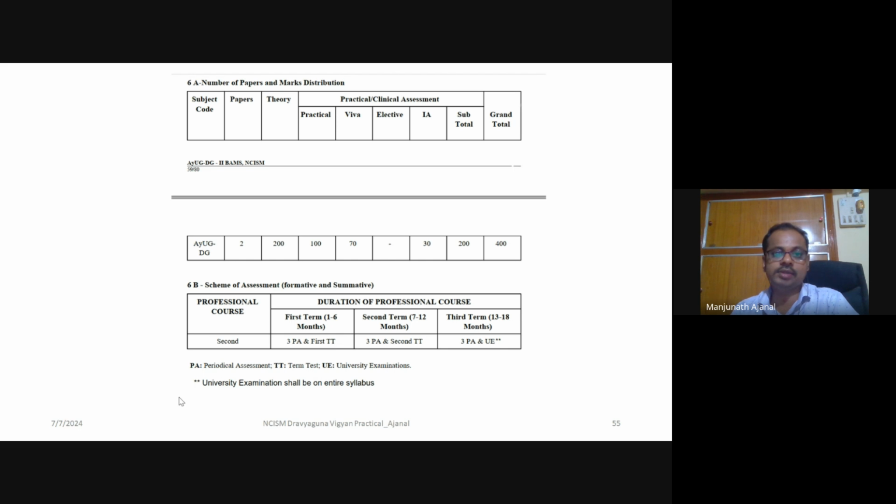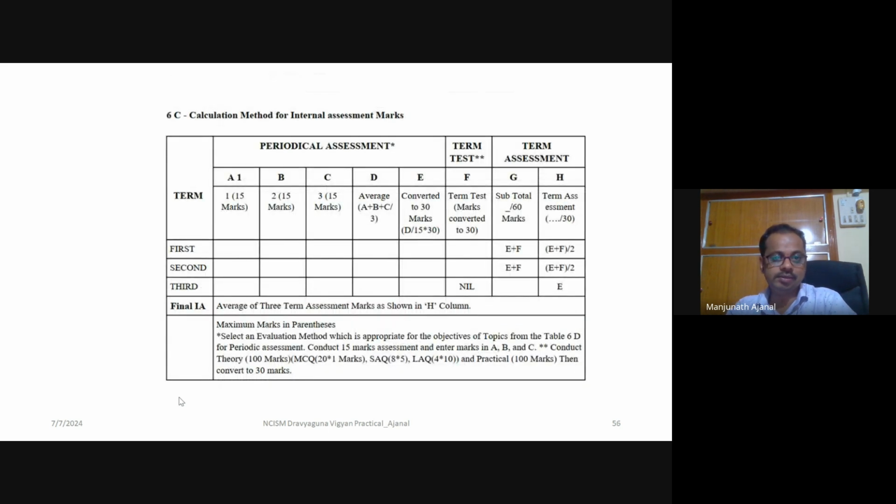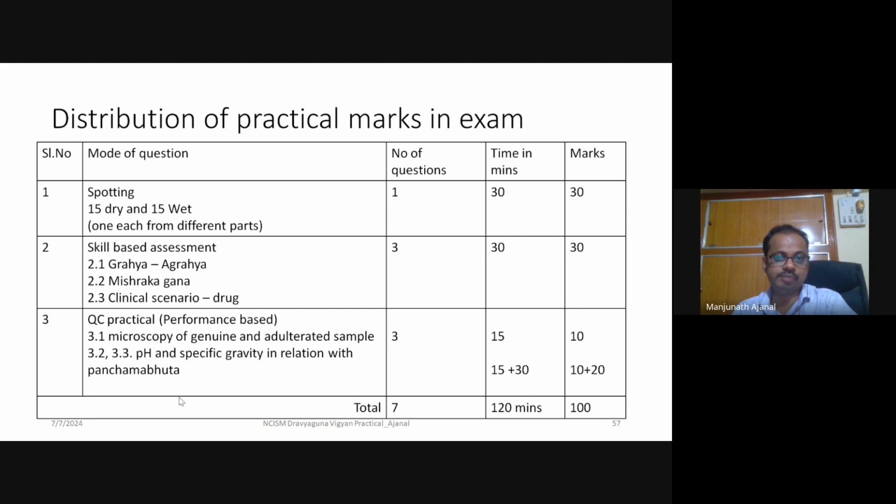So I think this is the practical distribution. Now the paper marks distribution: theory 2 papers of 200 marks, and practical carries 100 marks, Viva 70, and internal assessment 30. So total 400, and practical assessment will go to the practical distribution. Here there will be 3 sets of practicals to be performed by the student.